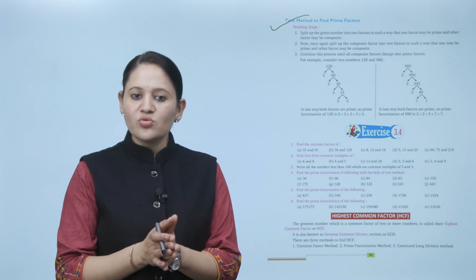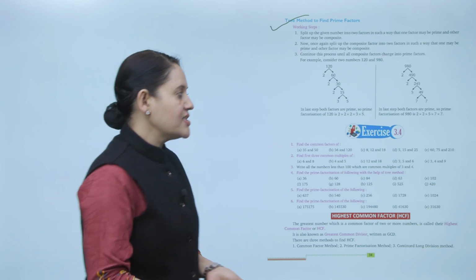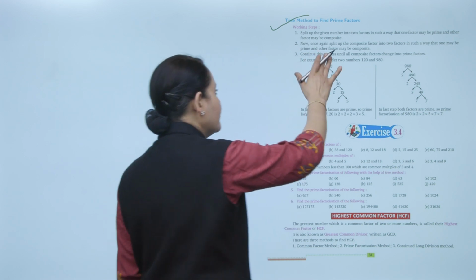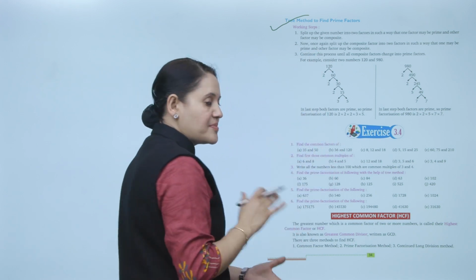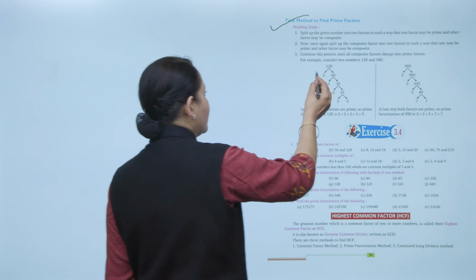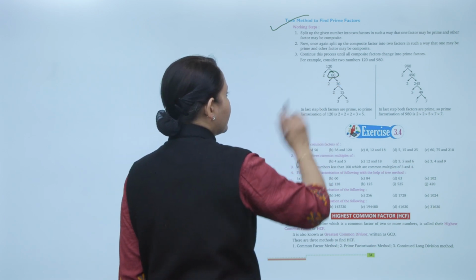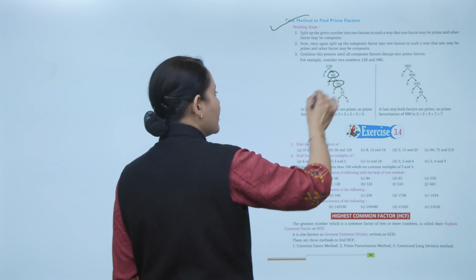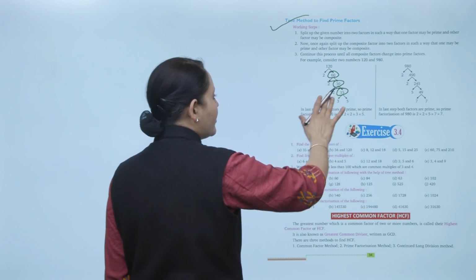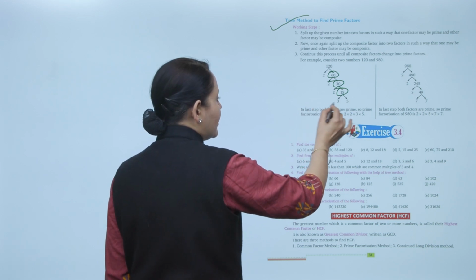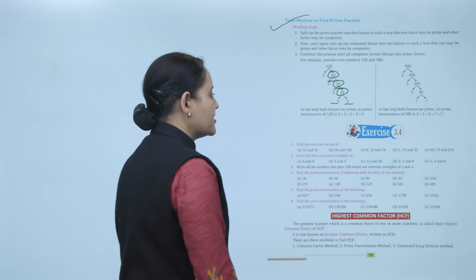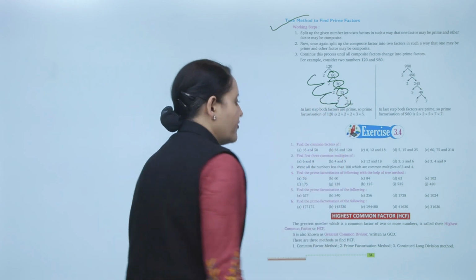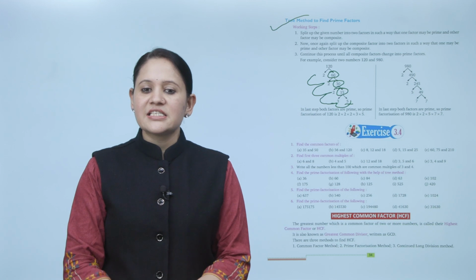For example, consider two numbers 120 and 980. If we see the prime factorization of 120 by the factor tree method, first we will divide 120 by the smallest prime number it can be divided by, that is 2. Here 2 is the prime number, 60 is a composite number. So again we will divide by 2, we will get 30. 30 is a composite number. Again we will divide by 2, we will get 15. Now we will divide by 3, so we will get 5. Here 3 and 5 are prime numbers. So the prime factorization of 120 is equal to 2 into 2 into 2 into 3 into 5. Clear? Next is exercise 3.4.